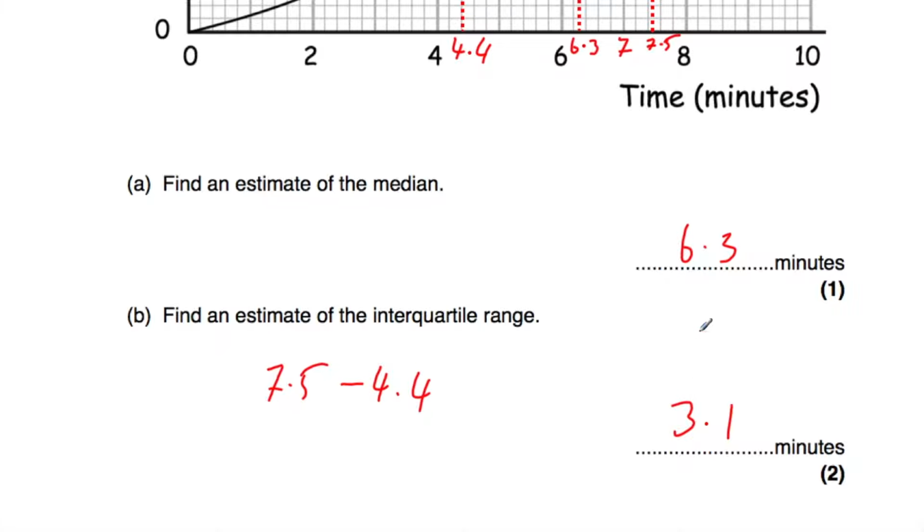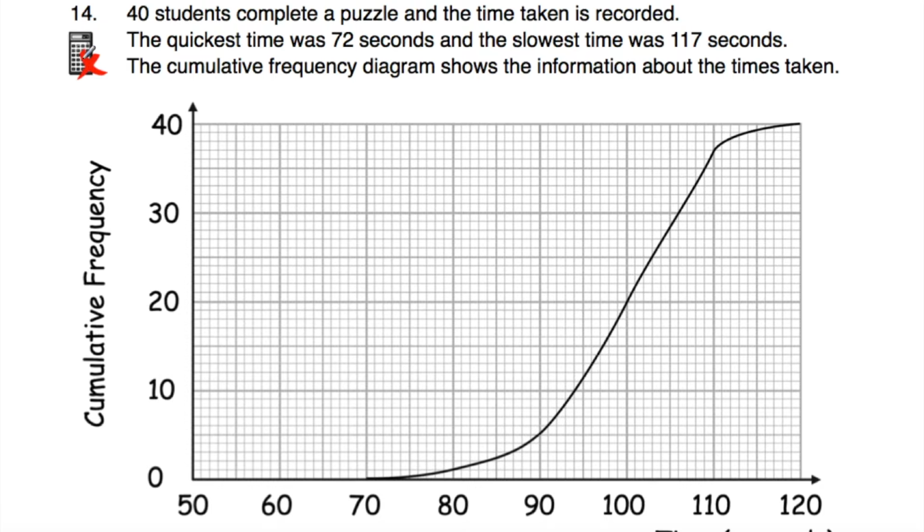And that's it. Okay, let's have a look at our next question, question number 14. We're told that 40 students complete a puzzle and the time taken is recorded. The quickest time was 72 seconds, and the slowest time was 117 seconds. And the cumulative frequency diagram shows information about their times taken.